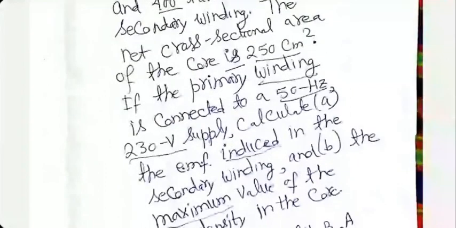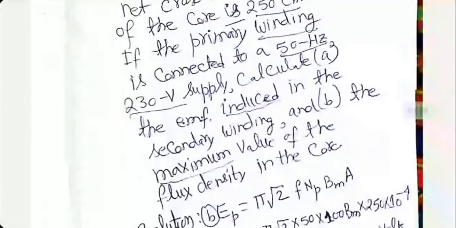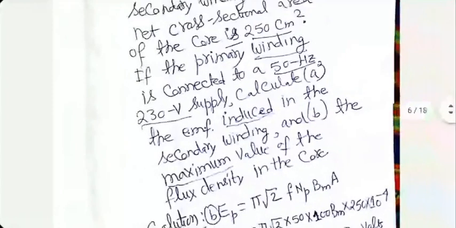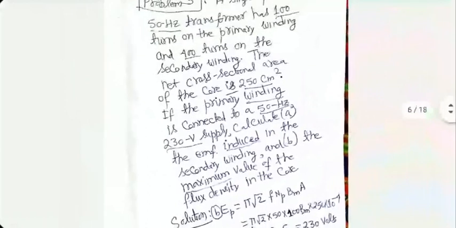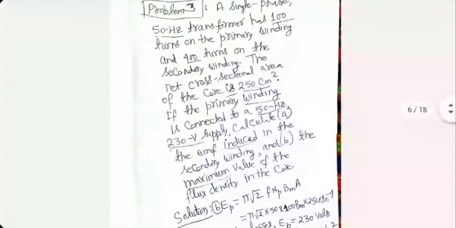If the primary winding is connected to a 50 hertz 230 volt supply, calculate A, the EMF induced in the secondary winding, and B, the maximum value of the flux density in the core. This is a calculation similar to what we have done in the past, so it's not conceptually a new thing that we are looking at.